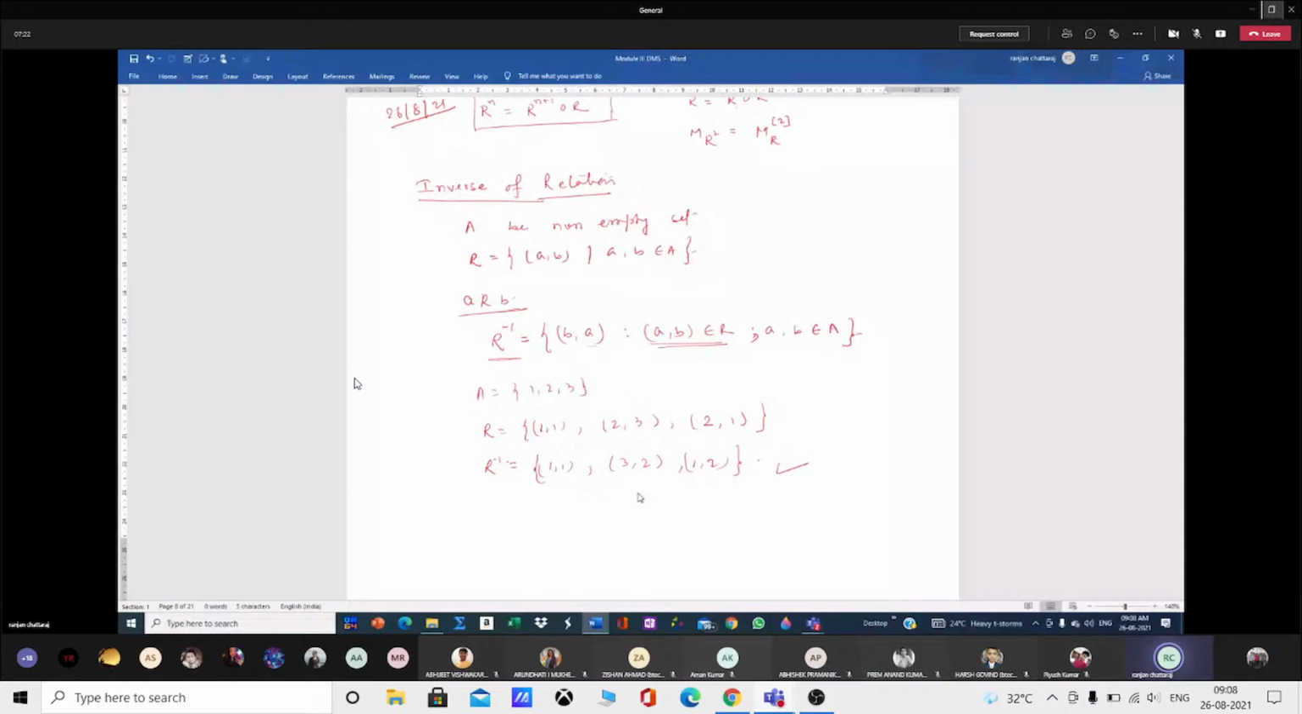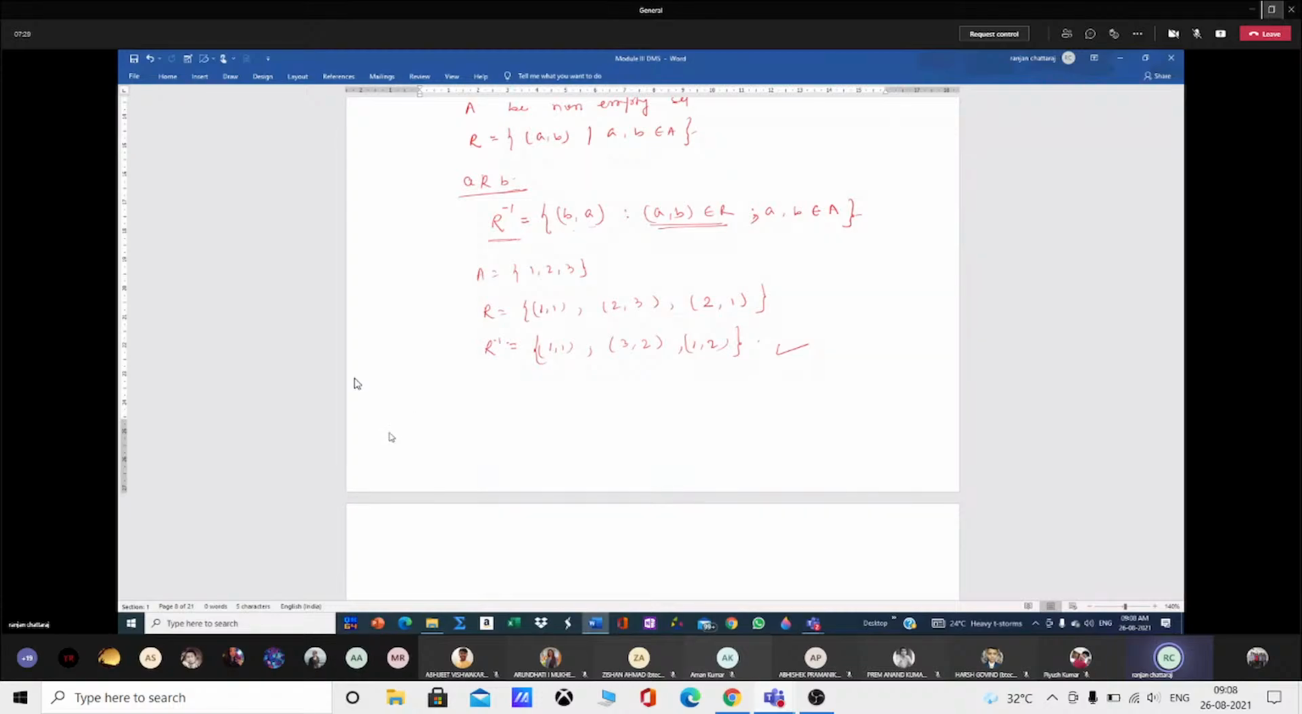Now, if it is clear, then solve one problem. This is a simple definition of the inverse of relations. The question is: let R be a relation on any non-empty set A, then prove that first, if R is reflexive, then R inverse is also reflexive.